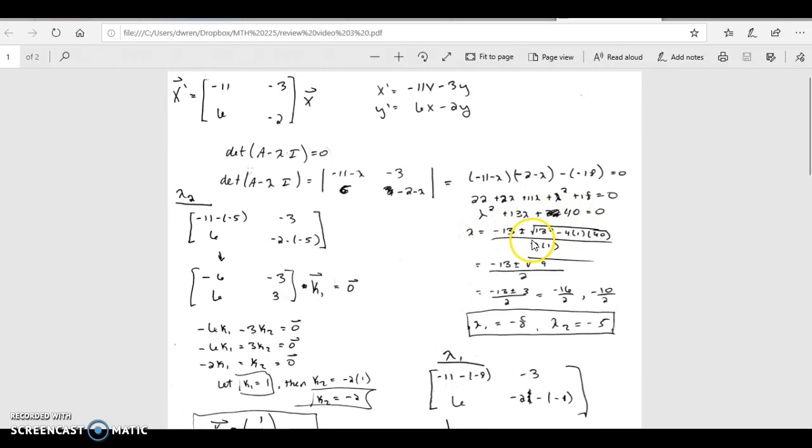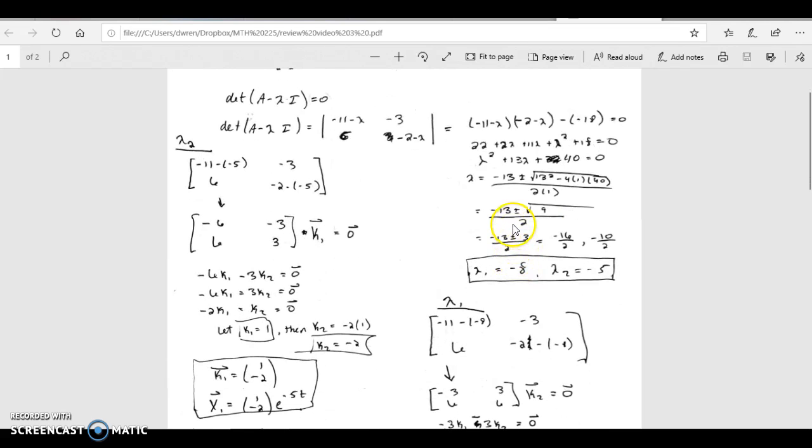Now, I don't believe that factors nicely. I could be wrong, but the quadratic formula will work nicely here. Lambda will equal negative 13 plus or minus the square root of 13 squared minus 4 times 1 times 40, divided by 2 times 1, which quickly reduces to negative 13 plus or minus the square root of 9. That would be 169 minus 160, divided by 2. The square root of 9 is 3, which will yield the lambda values of negative 16 over 2 and negative 10 over 2, or negative 8 and negative 5.